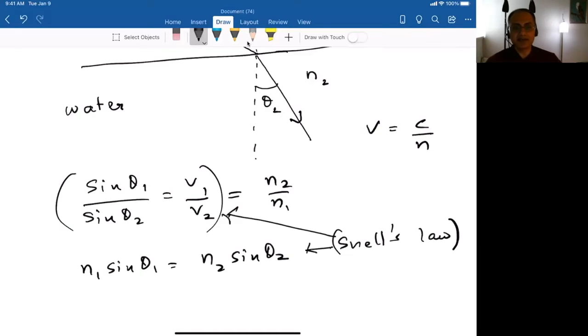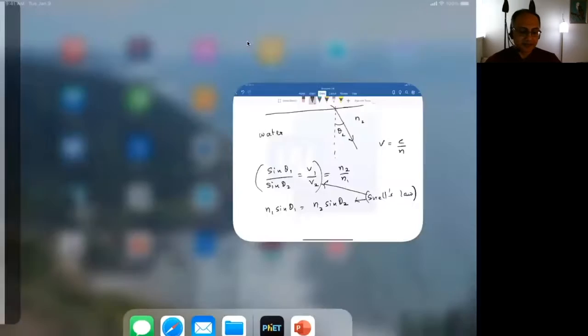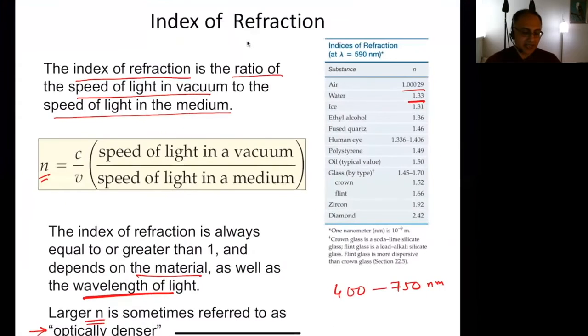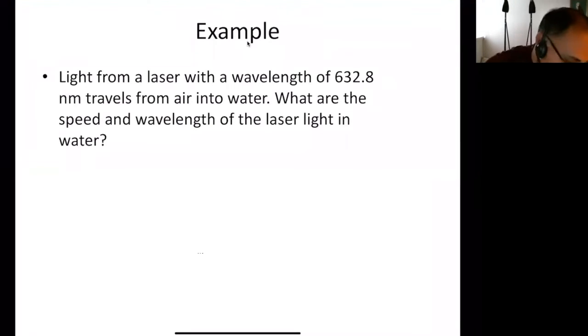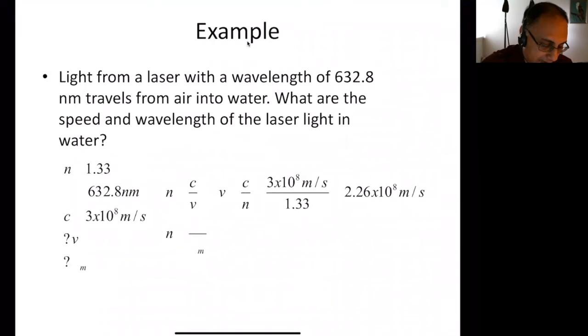Is that clear to all of you? All right. So Snell's law is the law of refraction. We just talked about this. I'll let you do this plug and chug problem yourself. It's also worked out on the slide.